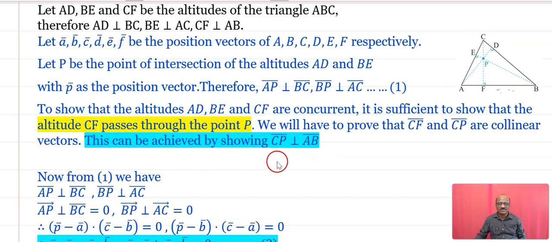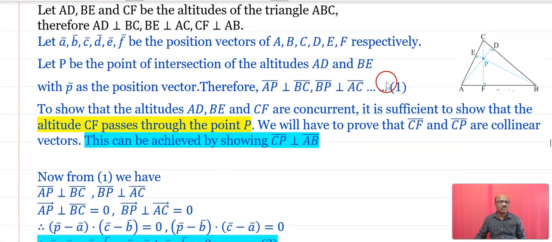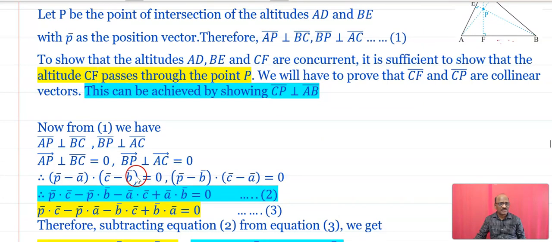Now, one by one. From 1 we have that AP is perpendicular to BC, and BP is perpendicular to AC. As they are perpendicular, their dot products are 0. That is, AP bar dot BC bar equals 0, and BP bar dot AC bar equals 0.